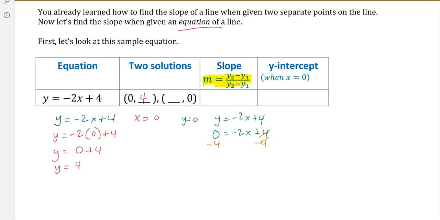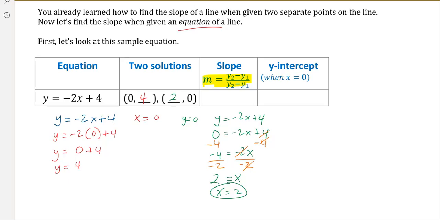And so 0 minus 4 is negative 4, and we have just negative 2x left over here. Now the next step is to undo the multiplication of the coefficient, so we're going to divide by the coefficient, which is negative 2. That's the number that's being multiplied by x. Those two cancel each other out, and we have x over here, and negative 4 divided by negative 2 is positive 2. Negative divided by negative is positive, so x equals 2. So when y equals 0, x is 2. Look at that. So we found the two places where it crosses the x and the y axes.